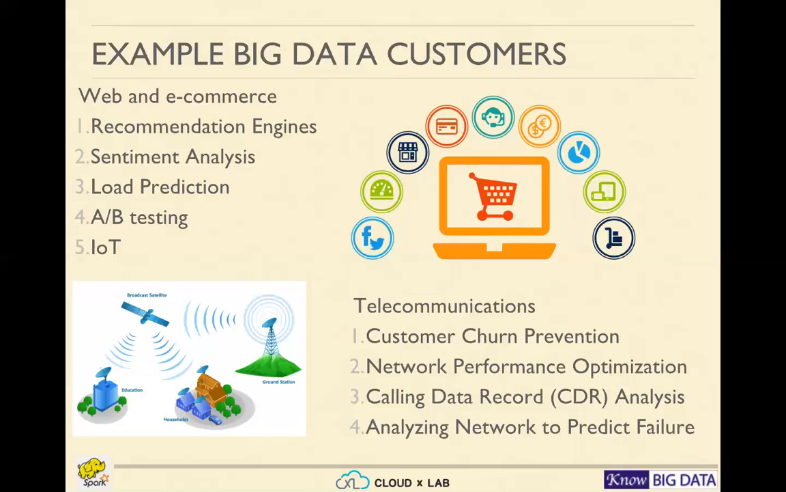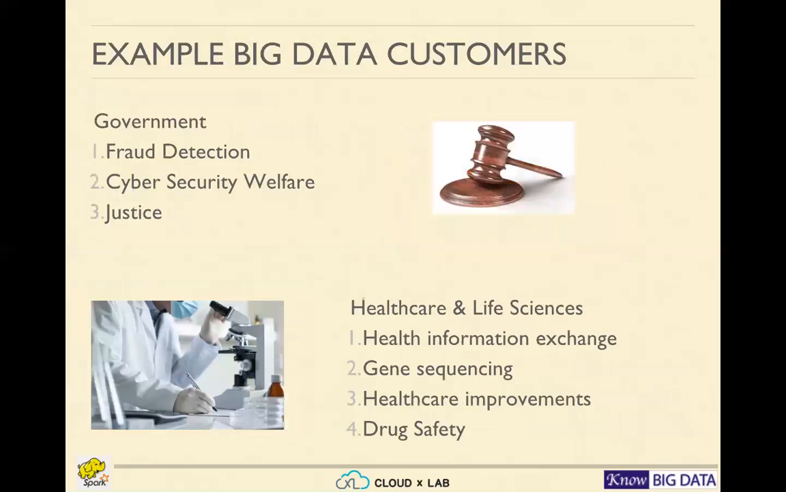Next is telecom. In telecom, almost everything is of huge scale. Even counting how many customers are coming per second or how many calls they're making per second is a tough problem for them. And therefore, telecoms are the default users of big data. Next is the government, for detecting fraud, detecting cybersecurity threats, and doing justice. So in all these domains or verticals, big data is already being used.